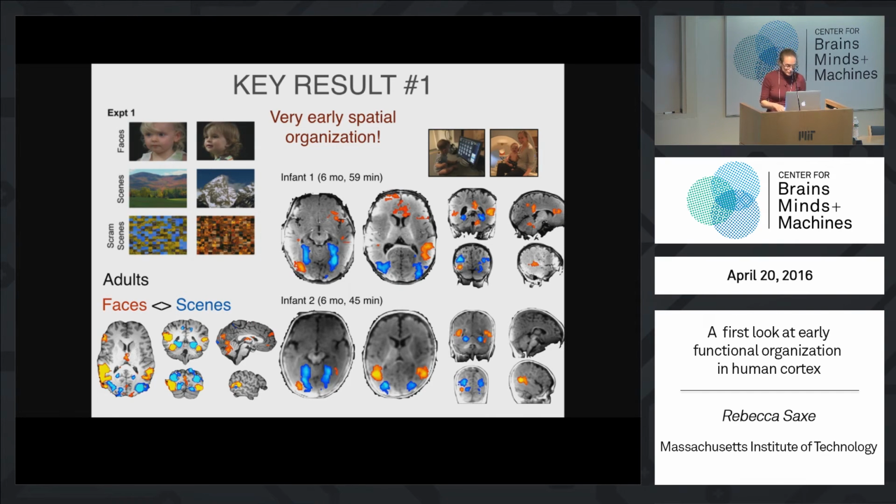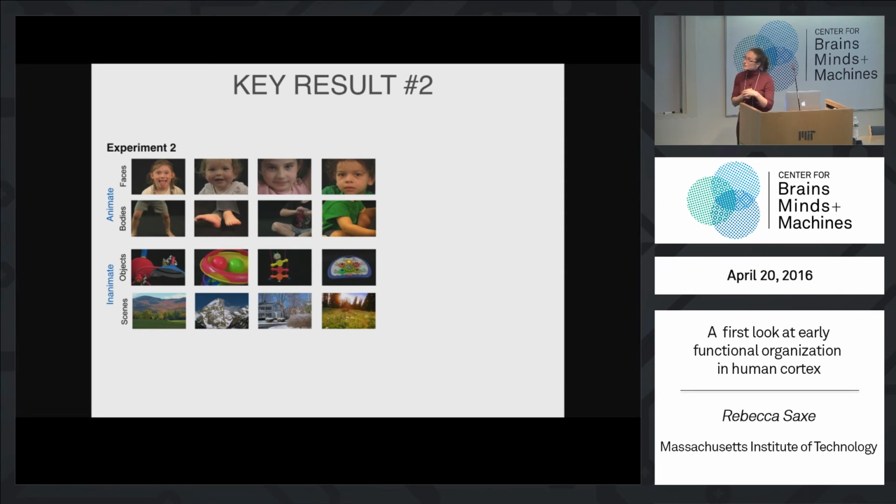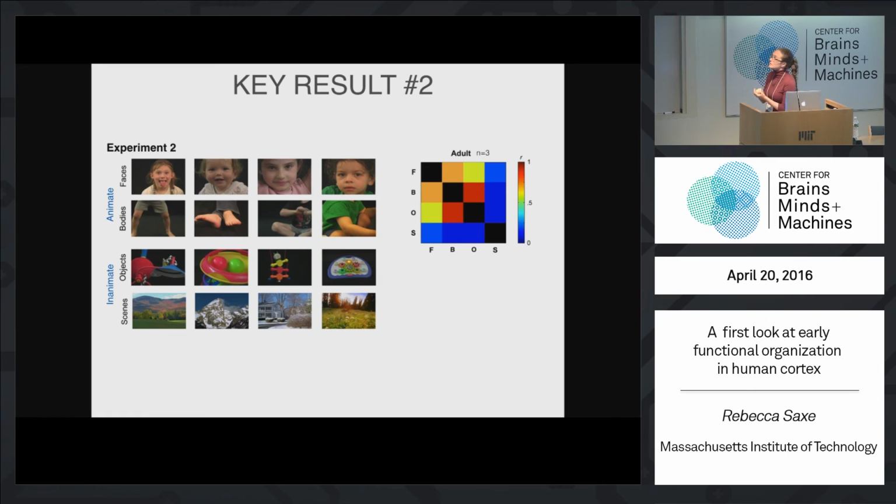Key result number 2: we managed to get 6 of these babies through a second experiment where they were watching not just faces and scenes, but also bodies and objects, which gives us a richer measure of the overall organization of cortex. In adults watching these movies, we can then make what's called a representational similarity matrix, asking how similar the brain sees each category as being to each other category. Since we only have 4 categories, that gives us 6 measurements. And the hotter the color, the more similar the cortical response. This is what it looks like in adults. And this is what it looks like in babies.